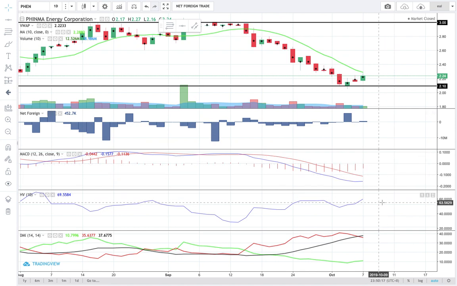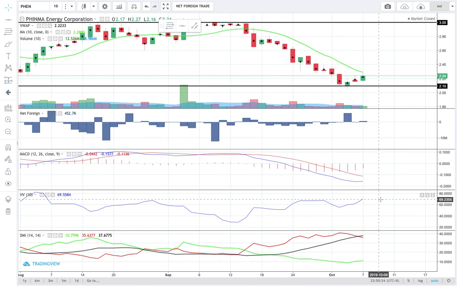It's still moderate at this level. Once it becomes high, or once the historical volatility touches 70% and above, or 70% up to 100%, that will become a high risk level, thereby making PHEN a non-newbie friendly stock.